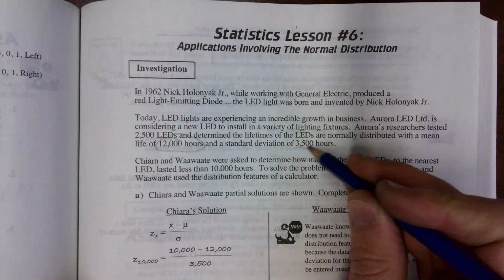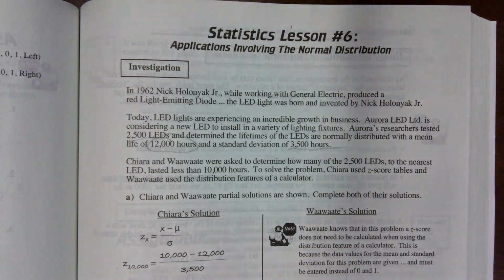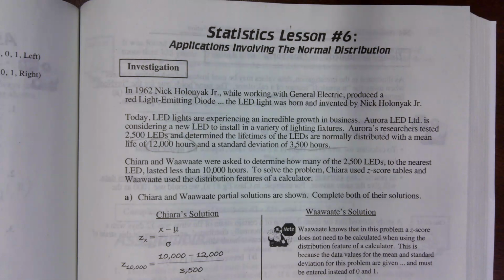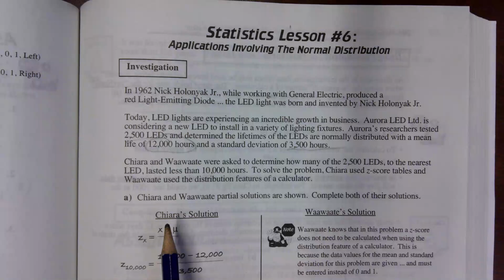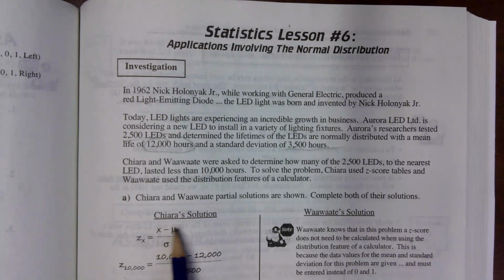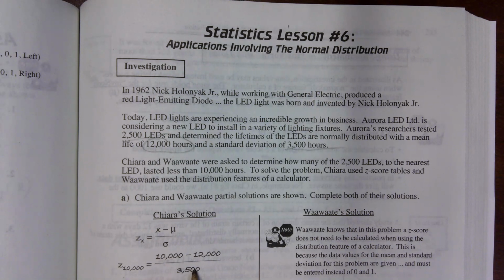And the standard deviation is this. They were asked to solve how many are less than 10,000. So initially, this person did a z-score of 10,000. So they took the score of 10,000, subtracted the mean, divided by the standard deviation. They found a z-score of negative 0.57.